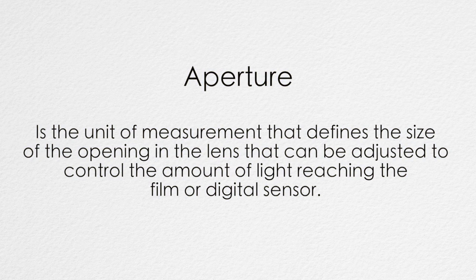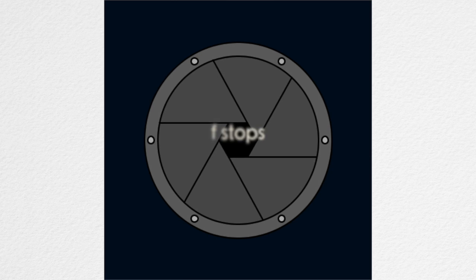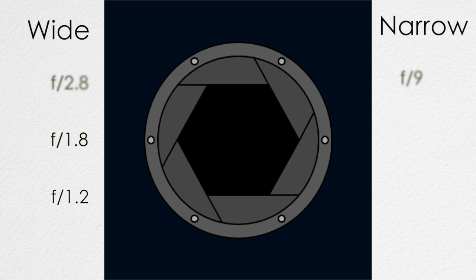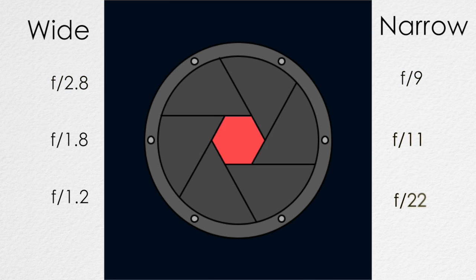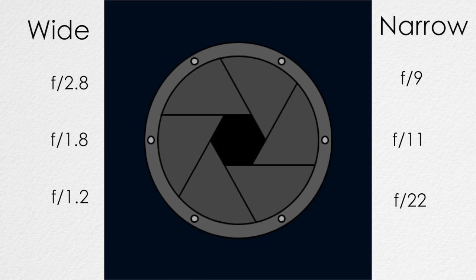What's aperture? It's the unit of measurement that defines the size of the opening in the lens that can be adjusted to control the amount of light reaching the film or the digital sensor. A bunch of words. This is measured in f-stops. It's just how big the opening of your lens is, if it opens really wide or really narrow, and you can manage that through the aperture settings in your camera.